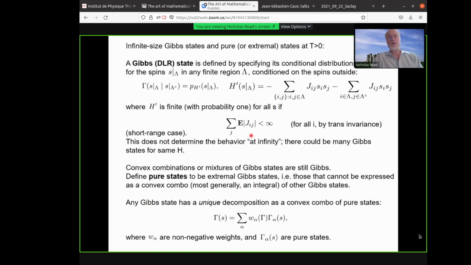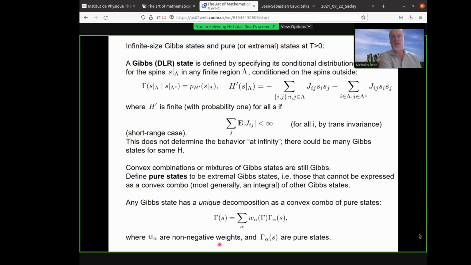Then it's also true that convex combinations or mixtures of Gibbs states, weighted combinations where the weights add up to 1, are again Gibbs states. And we can then define pure states to be extremal Gibbs states, that is, Gibbs states that cannot be expressed as a convex combination, which in general would have to be an integral of other Gibbs states. And then a further result is that any Gibbs state has a unique decomposition as a convex combination of pure states. So here's an example of a convex combination.